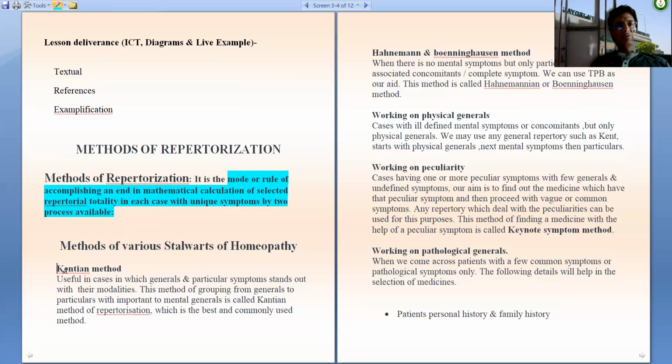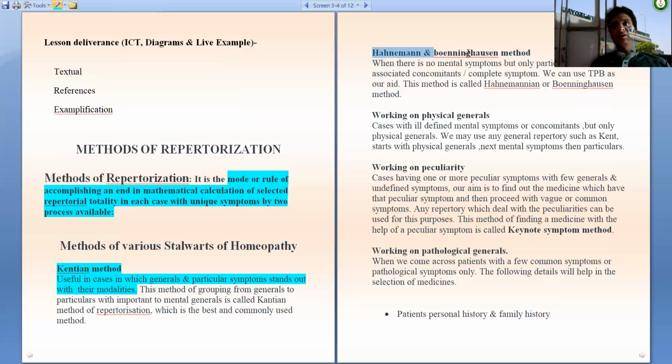The Kentian method is useful in cases where general and particular symptoms stand out with their modalities. This method of grouping from general to particular with important mental general is called Kentian method of repertorization.